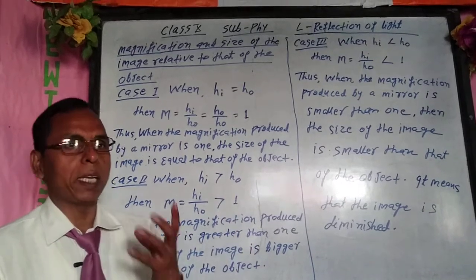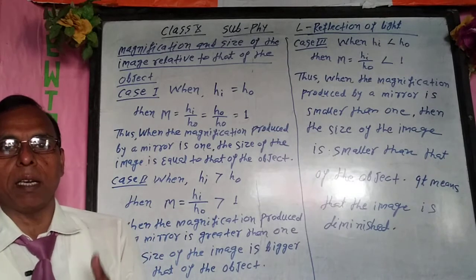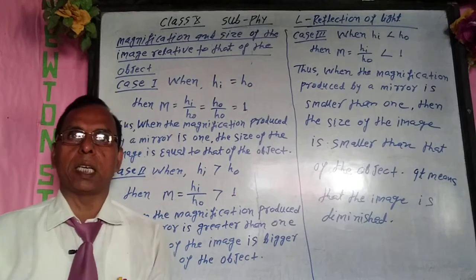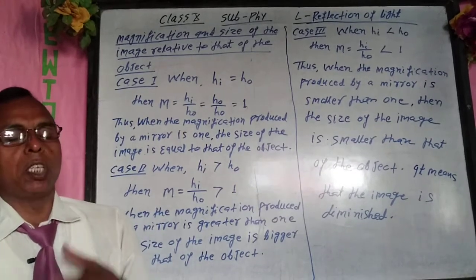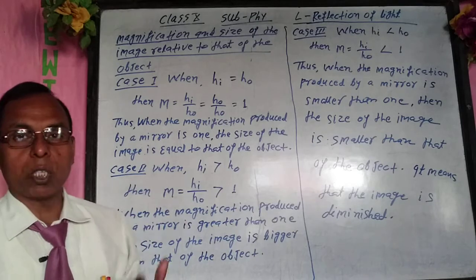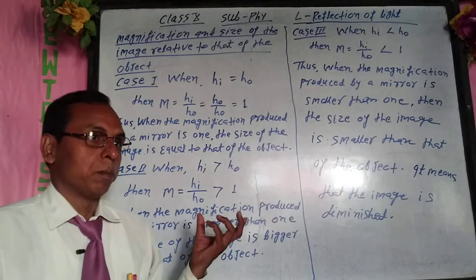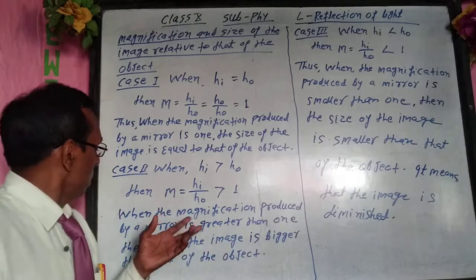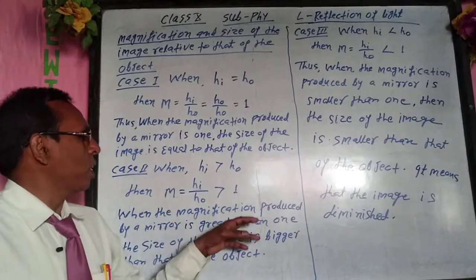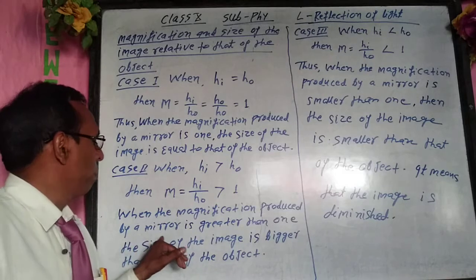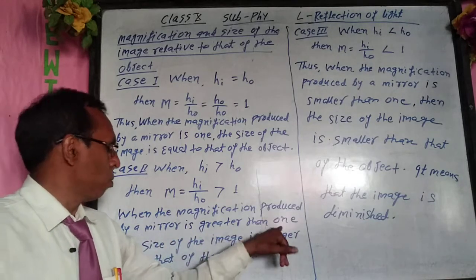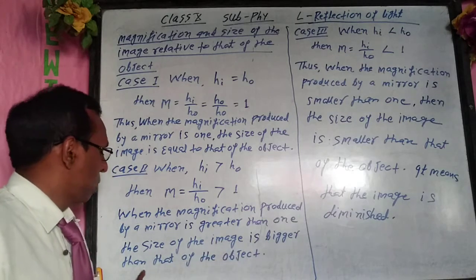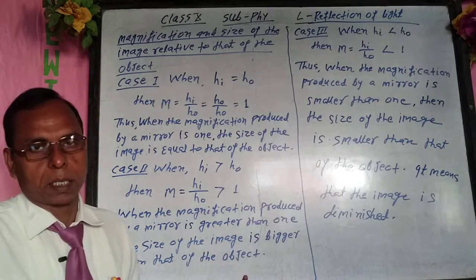If the magnification produced by a mirror is greater than 1, this shows that the size of the image is bigger than that of the object.